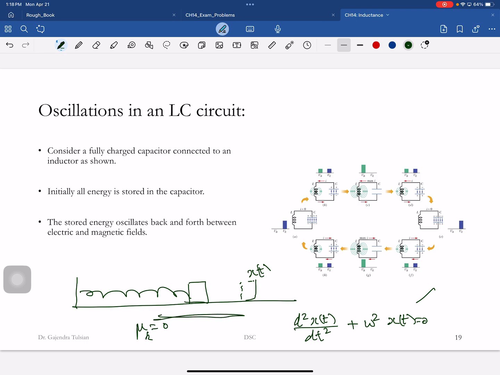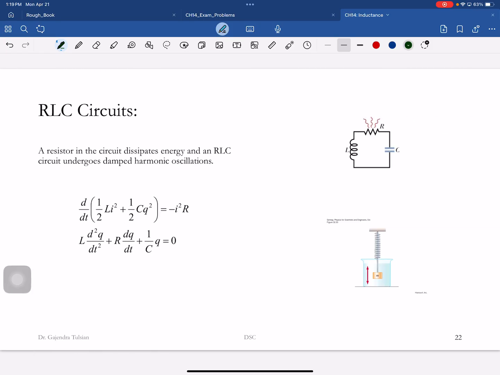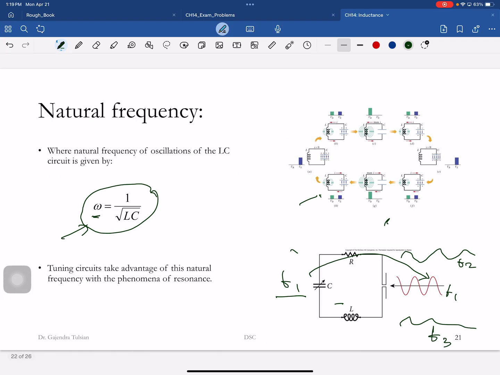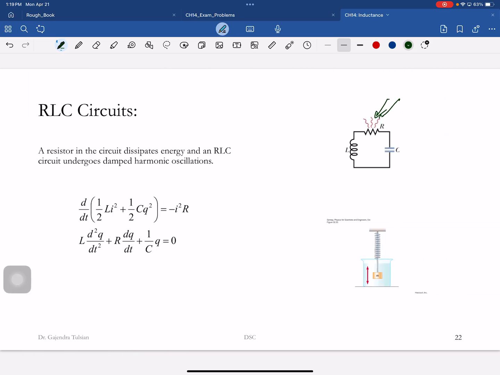Okay, how long will this oscillate? Forever. When? There's no friction. And is there such a thing as no friction? All right, so we have to learn to deal with that. So this will oscillate forever if there's no resistance, but of course there's always resistance in life.